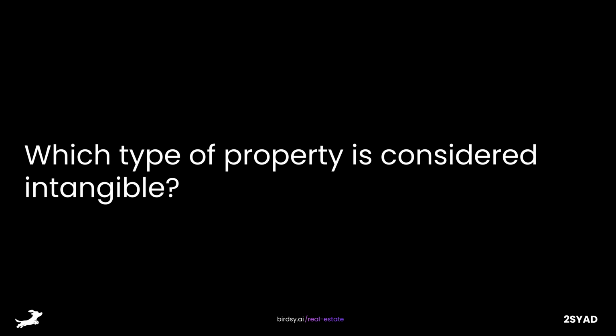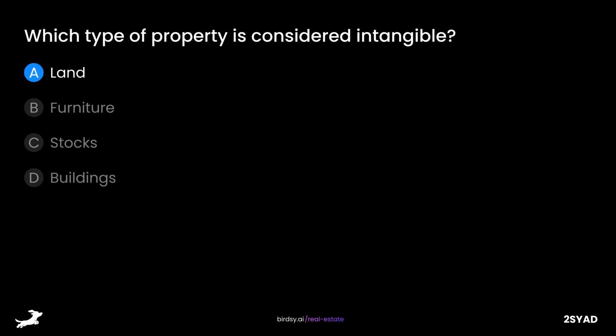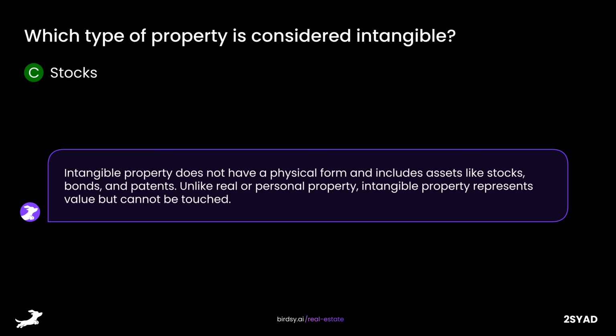Which type of property is considered intangible? Is it A, land, B, furniture, C, stocks, or D, buildings? The answer is C. Intangible property does not have a physical form and includes assets like stocks, bonds, and patents. Unlike real or personal property, intangible property represents value but cannot be touched.